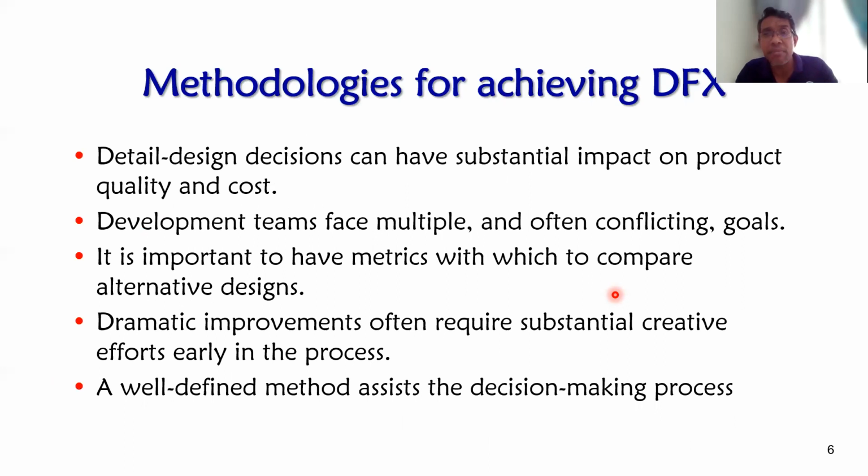All right, this chapter will discuss DFM, but it's also intended to illustrate the general principle which applies to the methodology of achieving X. So how to achieve the X? We have a detailed design decision that can have substantial impact on the product quality and cost. Number one. Number two is development team. Development team face multiple and often conflicting goals. So this one also we need to achieve.